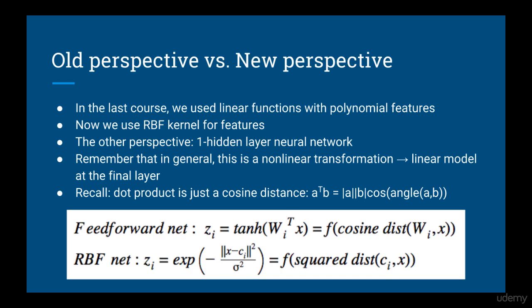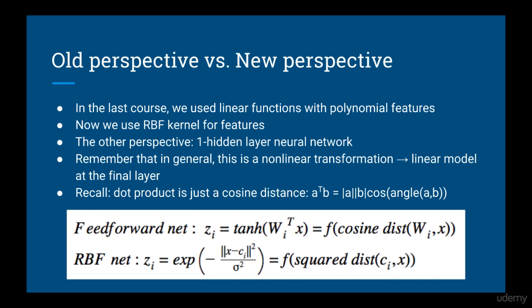Okay, so that was the perspective where, instead of using polynomials as the feature extractor, like we did in the last course, we use RBF kernels as the feature and then put a linear model on top. The other perspective is that this is actually a one hidden layer neural network. Remember that a one hidden layer neural network is just a nonlinear transformation at the hidden layer and then a linear model for the final layer. Well, this is exactly what we're doing here.